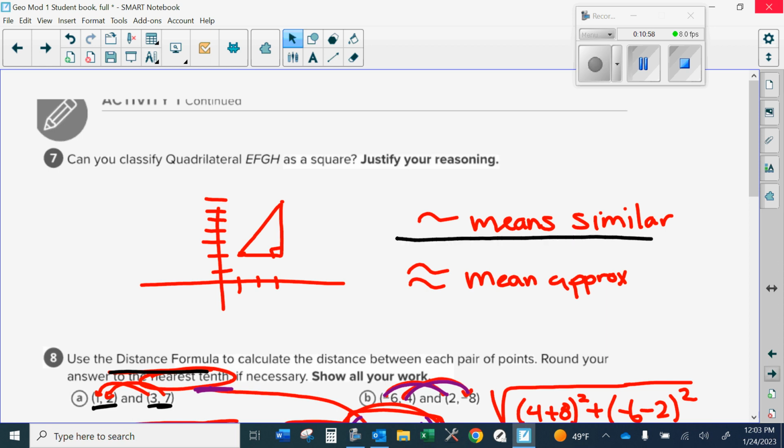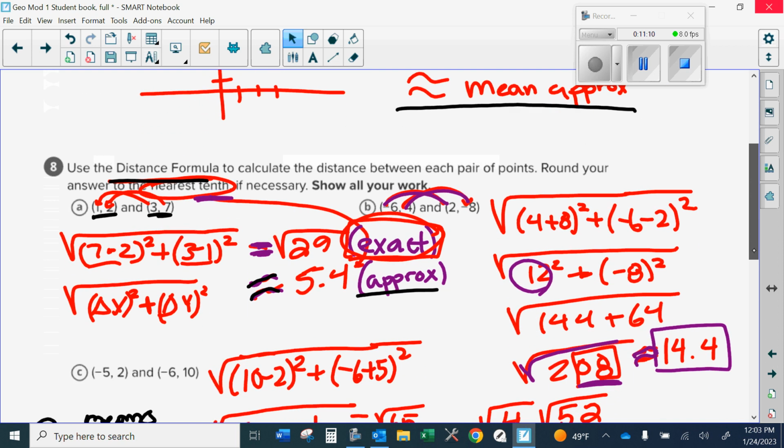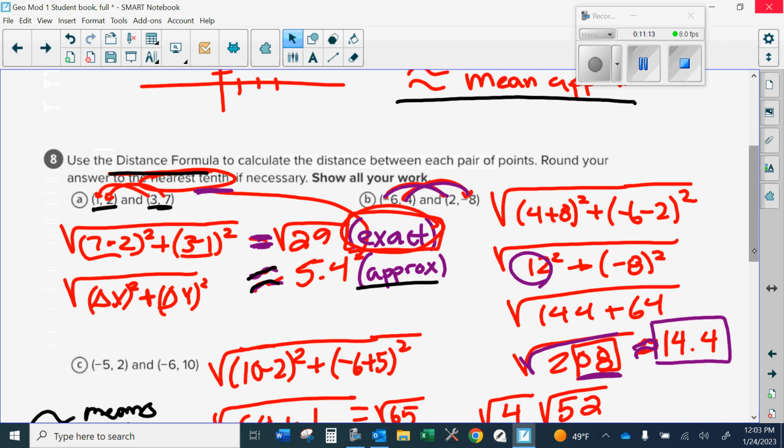Here we have the word symbol for similar, and here this is approximate. Two of the same one for similar is approximate. That's like if you're rounding to the nearest tenth, hundredth, etc. Okay, so use the distance formula to calculate the distance between each pair of points. Round your answer to the nearest tenth if necessary, as if it doesn't constitute a natural number to begin with.